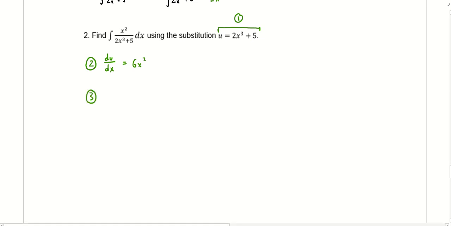So in step 3, rewriting this so I have it as dx equals something, I'm going to multiply both sides by dx, giving me du equals 6x squared times dx. And then dividing both sides by 6x squared gives me dx equals du over 6x squared.